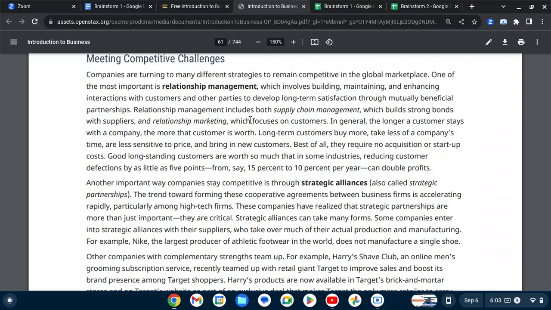In general, the longer a customer stays with a company, the more that customer is worth. Long-term customers buy more, take less of a company's time, are less sensitive to price, and bring in new customers. Best of all, they require no acquisition or startup costs. Good long-standing customers are worth so much that in some industries, reducing customer defections by as little as 5 points, from say 15% to 10% per year, can double profits.